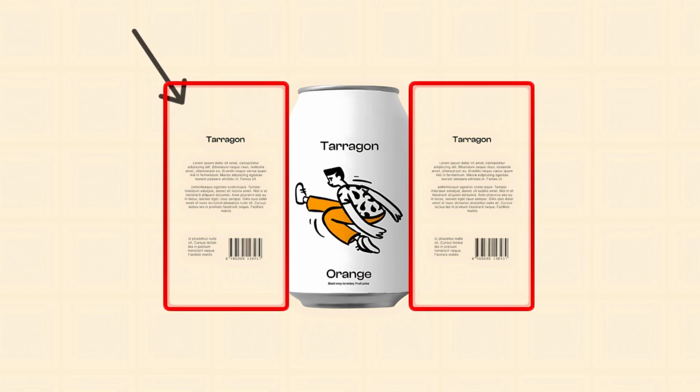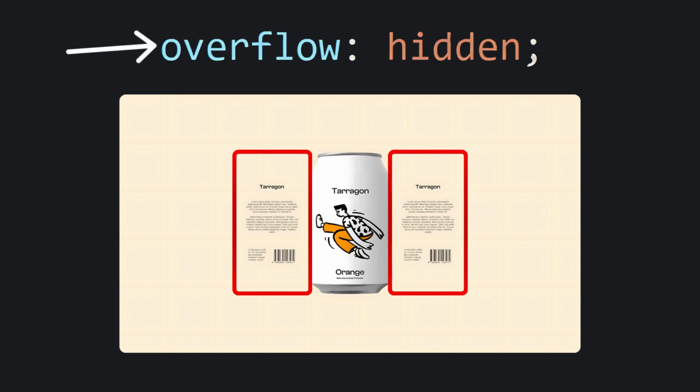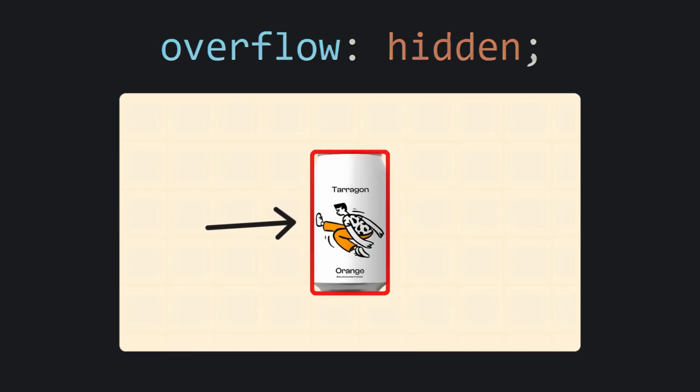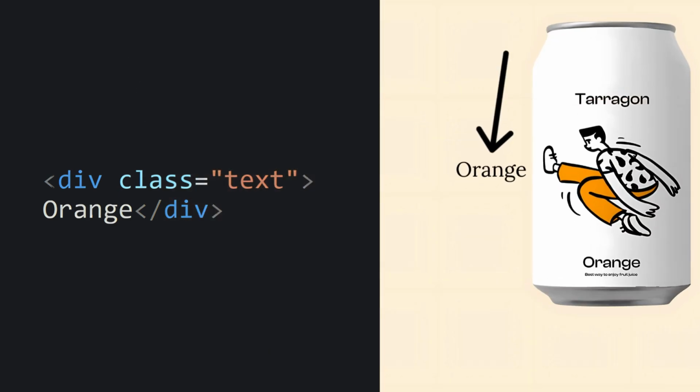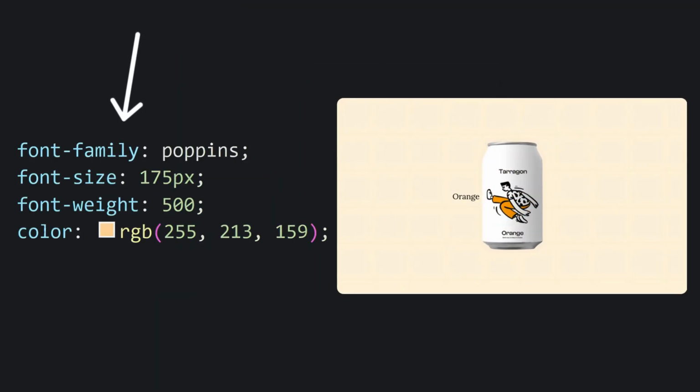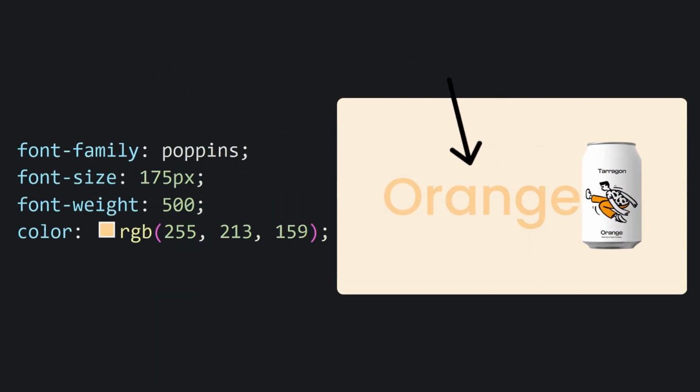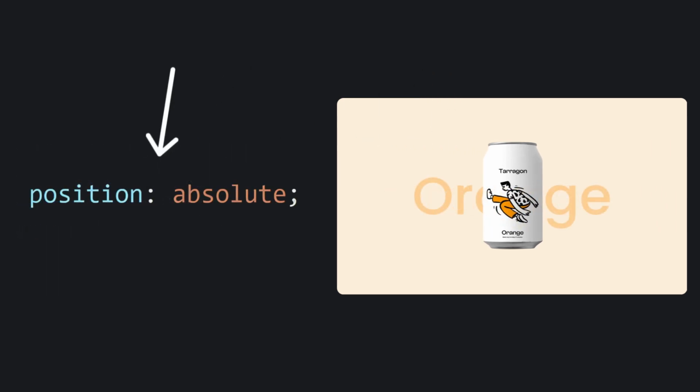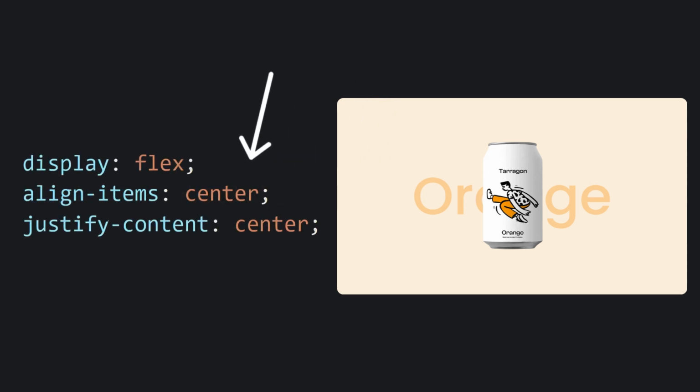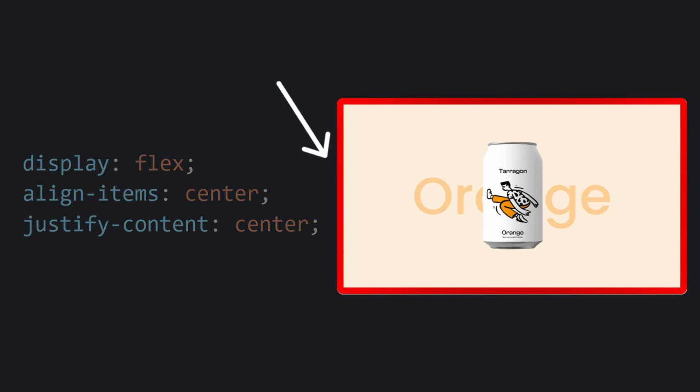Next, hide the extra contents by setting overflow hidden to the can container. Then, inside the layer, add a text element in front of the can container as shown. Now adjust the font and color of the text as shown, and finally set its position to absolute to move it behind the can. As we have initially set align items and justify content to center for the layer element, the text got placed at the center.